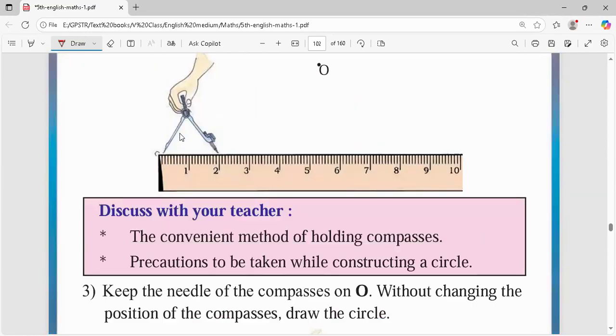See, needle pointing 0 and pencil edge pointing 2. This is 2 centimeter.